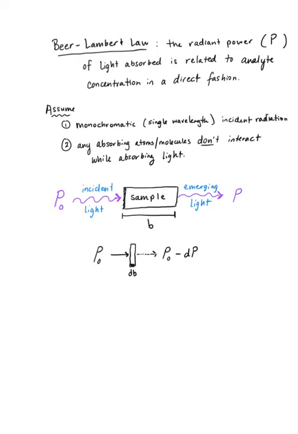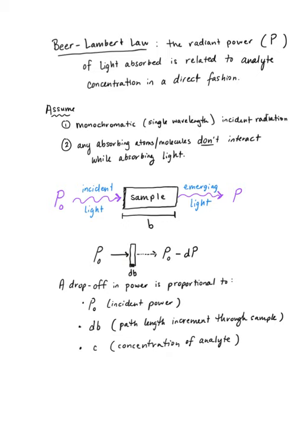Thus, a decrease in the power of our incident light is proportional to this length, this incremental cross-sectional thickness, the incident power itself, how much we started with, and how much is lost to our sample as that light travels through here in the first place, which in turn is related to how concentrated our sample is. We'll call concentration C here for the purposes of the math that we're about to do.